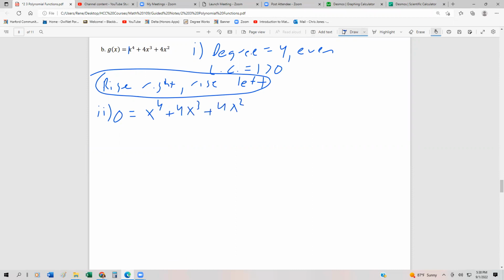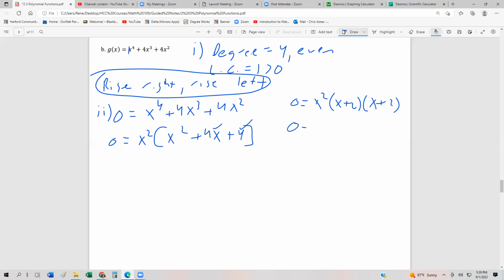We can factor out an x. In fact, we can factor out an x squared, and that's going to leave us with x squared plus 4x plus 4. Then we can factor this trinomial. So we would have x squared, and we would have x plus 2, x plus 2. Notice that we need two numbers that multiply to be 4 but add up to 4. They're all positive. Finally, we can rewrite this as x squared times x plus 2 squared.